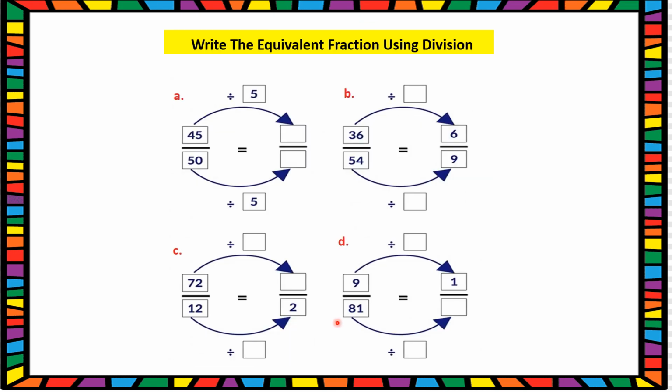This worksheet is about equivalent fractions itself, but here we are using the division method. A little bigger fraction if we consider, if we want to reduce it to the lowest terms, we have to divide the numerator and the denominator by the same number and we will get the equivalent fraction of 45 by 50. In the same manner you can do the remaining sums also. So these kinds of worksheets will help the children to do it in a better way.